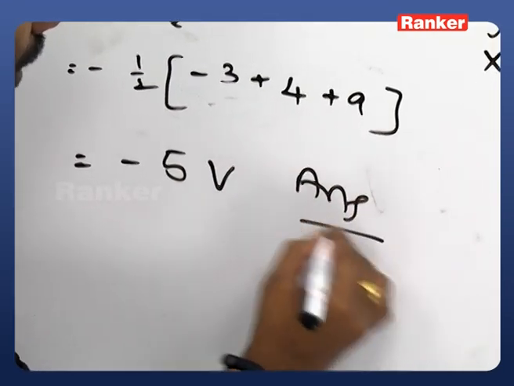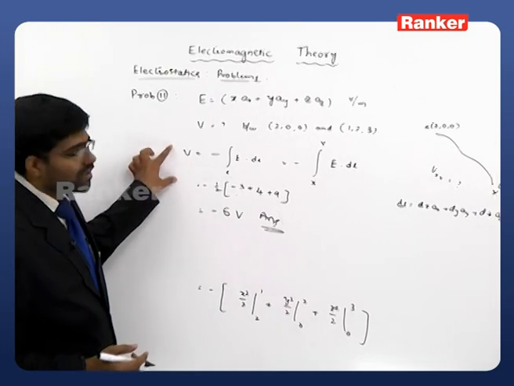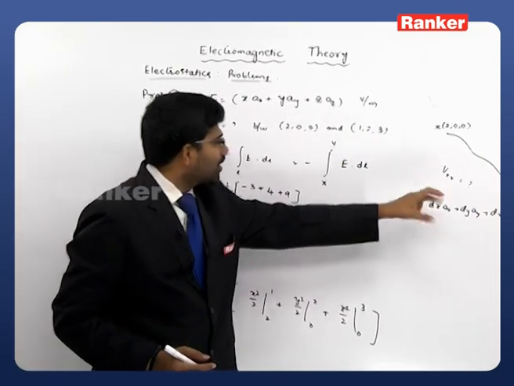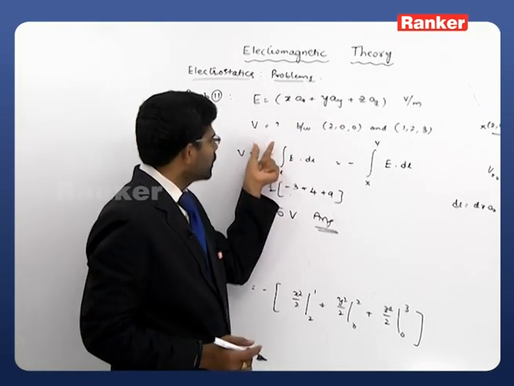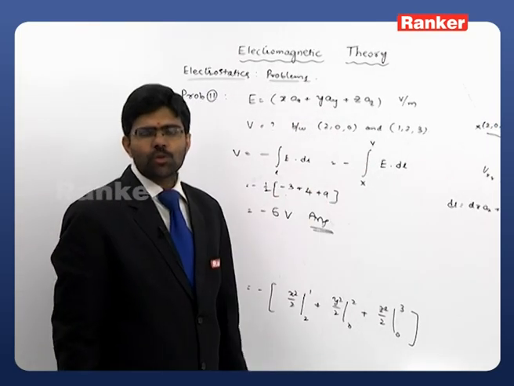This is our answer. So clearly this potential difference between the 2 points x and y can be calculated using our electric field intensity equation. By substituting this simple formula, this is the solution.